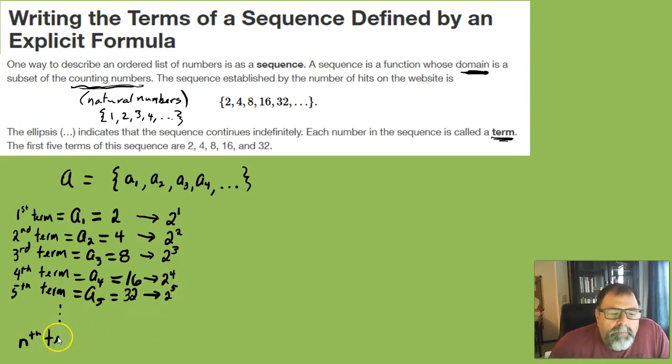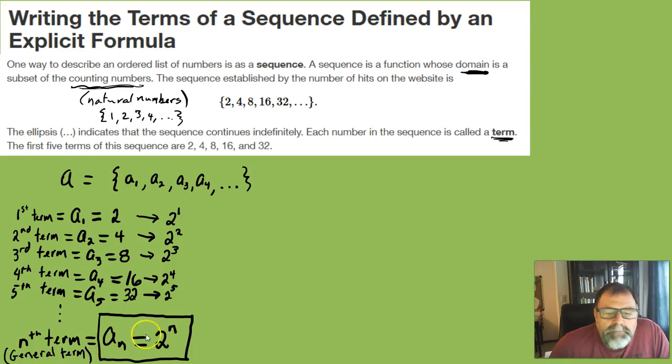The nth term, A sub n, is equal to 2 to the nth power. This is what we call an explicit formula for the sequence. We call this the nth term or the general term of the sequence A. It's an explicit formula because we're explicitly stating how you get the nth term: you take 2 to the nth power.